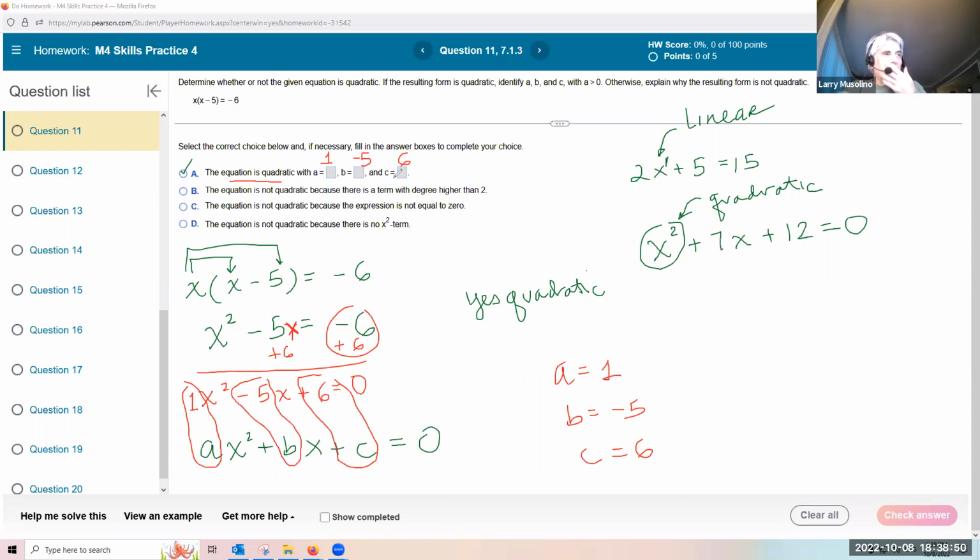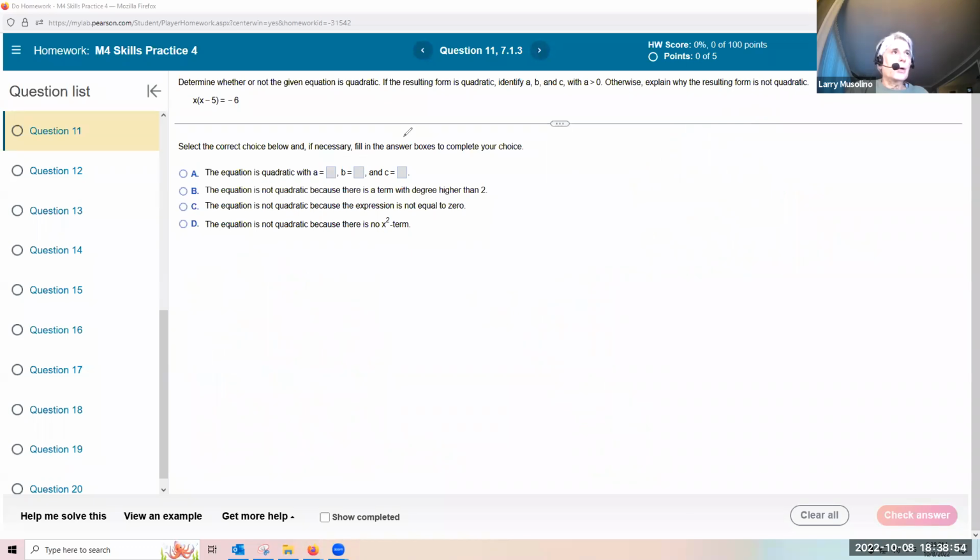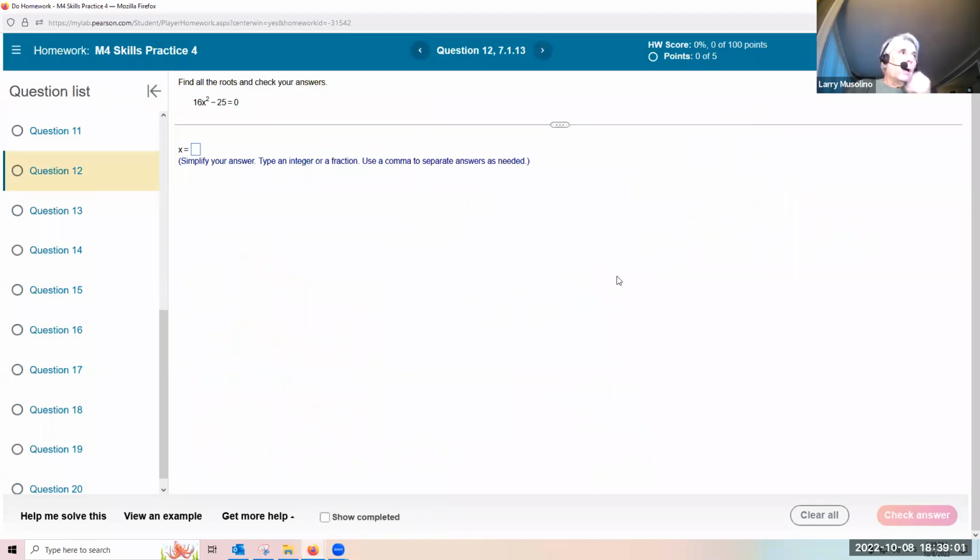All right, let's go to the next example because now they're going to start asking us to actually solve these quadratic equations. Let's go to the next one. All right, so this says find all the roots. Well, the word roots is another name for solutions. So roots means solutions. So they're asking us to solve this quadratic equation. I know it's quadratic because, again, I'm seeing this x squared here.